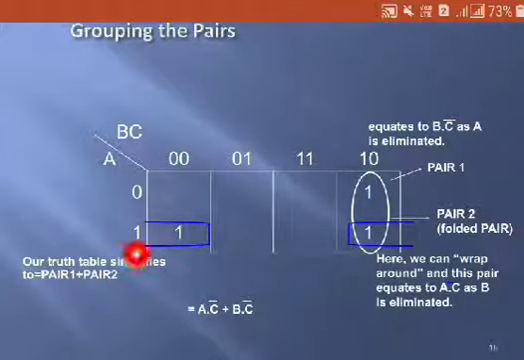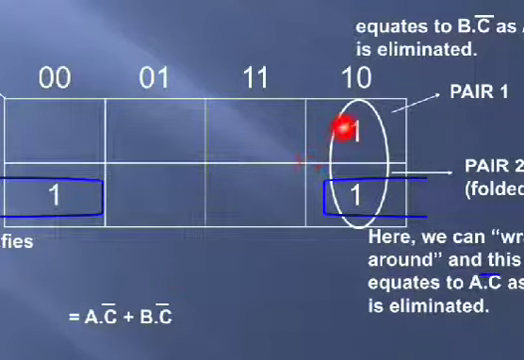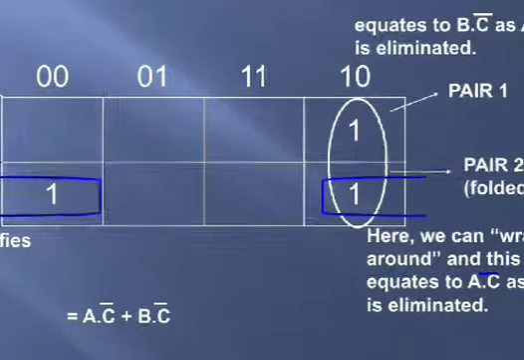So overall, the minimized SOP expression for this problem is A C bar plus B C bar. A C bar is the expression for pair 2, and B C bar is for pair 1. This is how the grouping of pairs can be done in K-map for simplification or minimization.